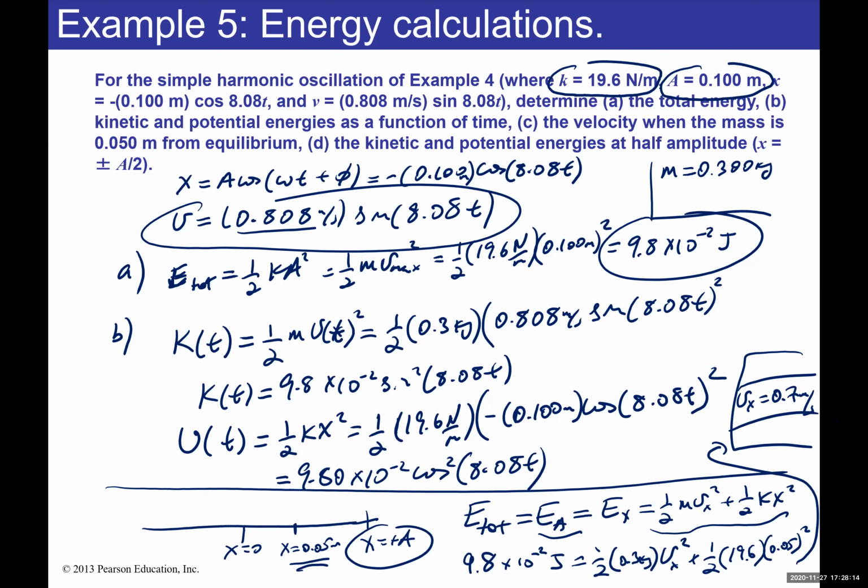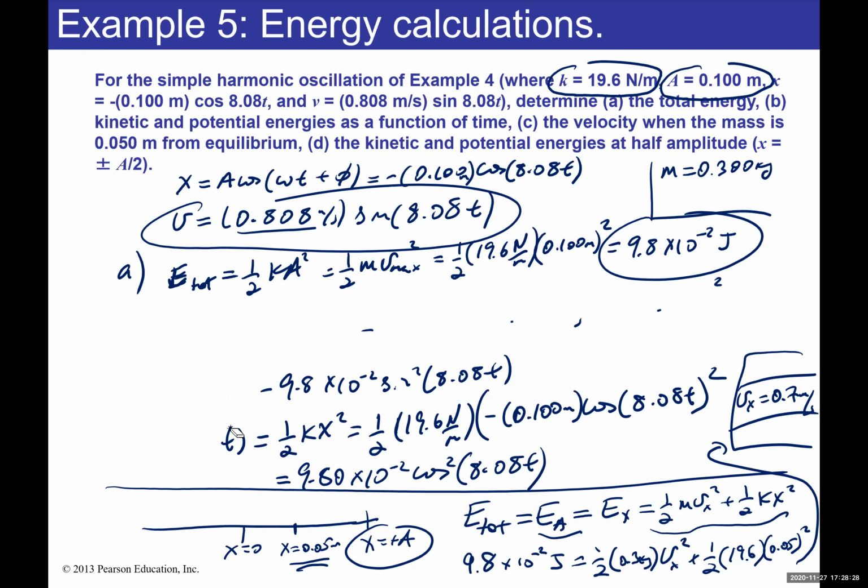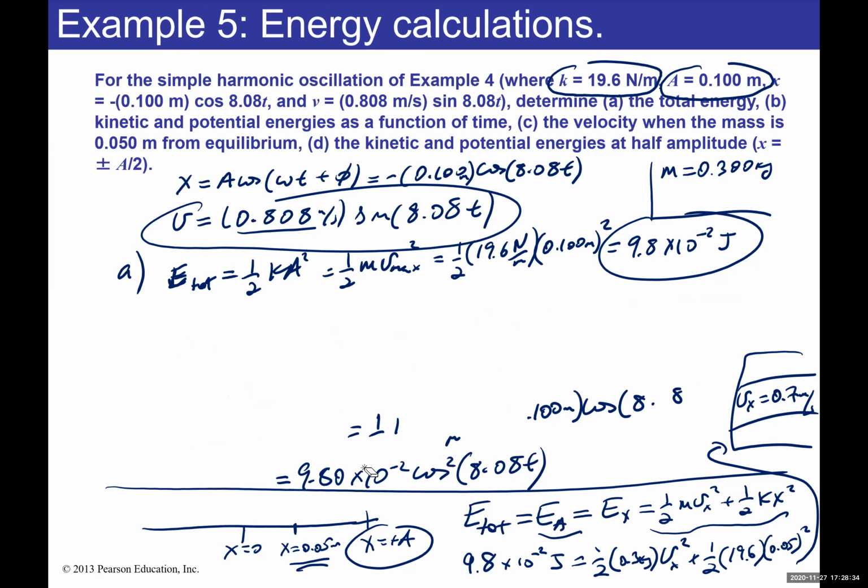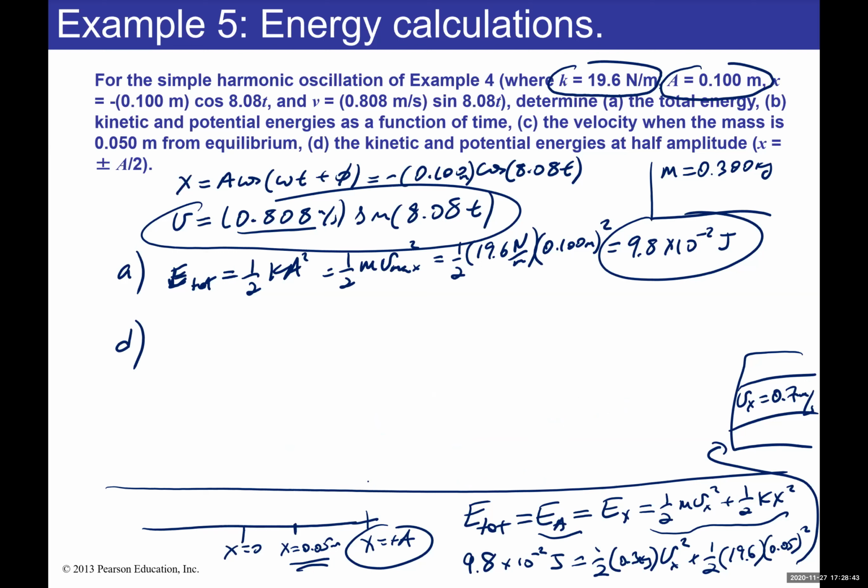All right, so finally, the last one is to find the kinetic and potential energies at the half amplitude. I'm going to have to clean up a little bit here. Let me clean up this part B. We don't really need part B, because we need part A. That's going to be useful for us. Now, what I have here is for part D. It says kinetic energy and potential energy at half amplitude.